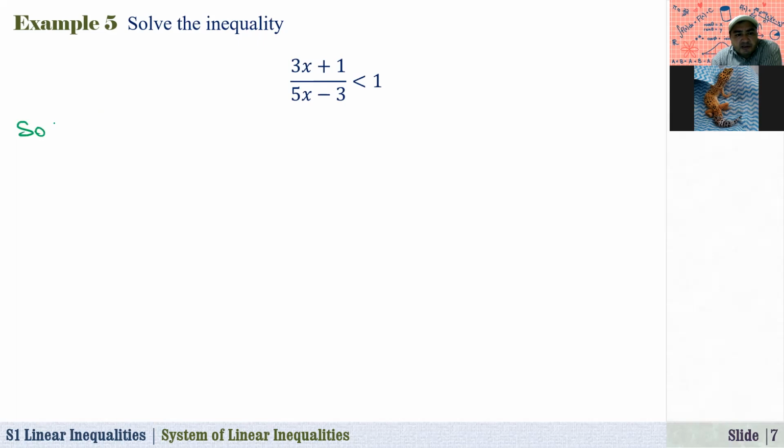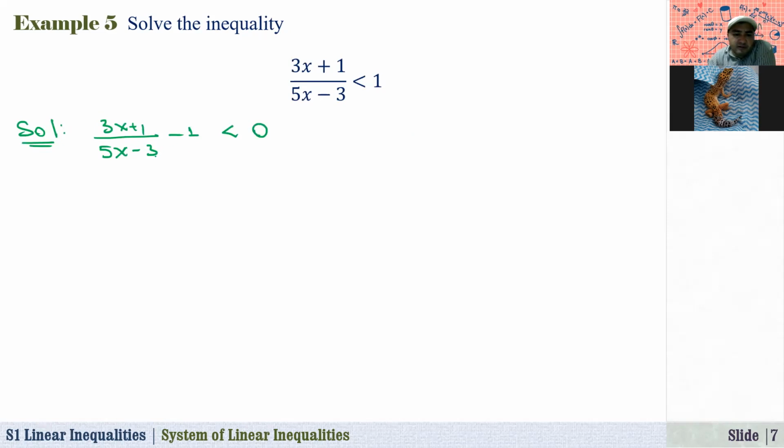We cannot do this. Why can we not do this? Because I don't know the sign of the denominator. This 5x minus 3, is it positive or negative or 0? We don't know that. So how do we do that now? First, I try to leave 0 on the right-hand side. At that time, here we will have 3x plus 1 over 5x minus 3, minus 1, less than 0.